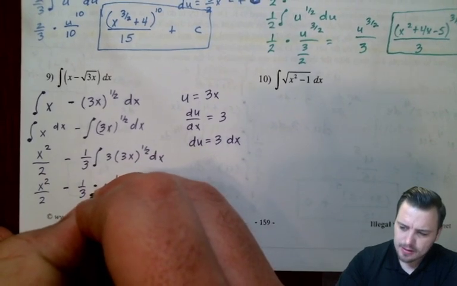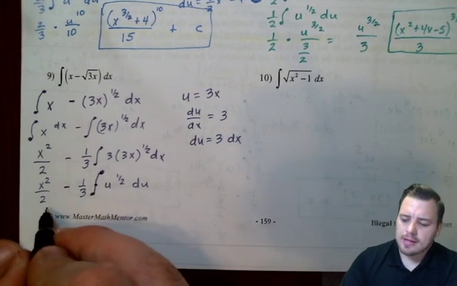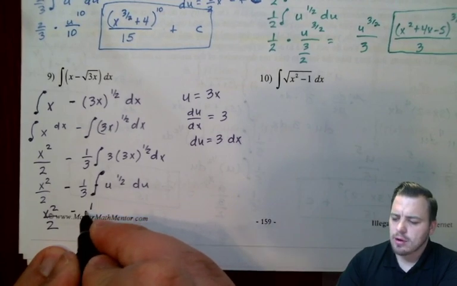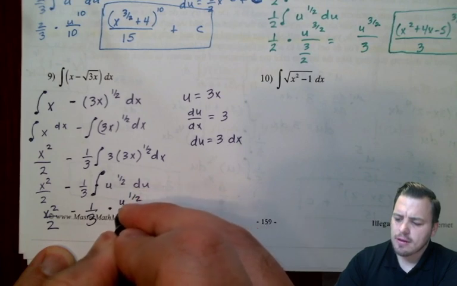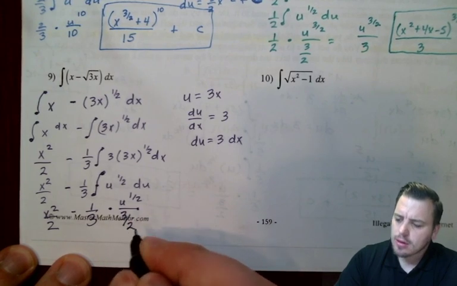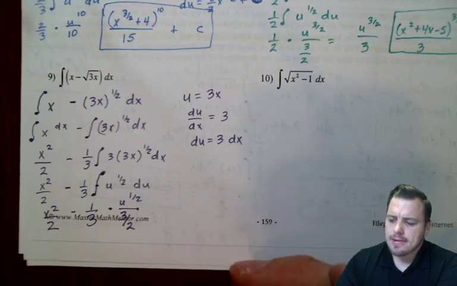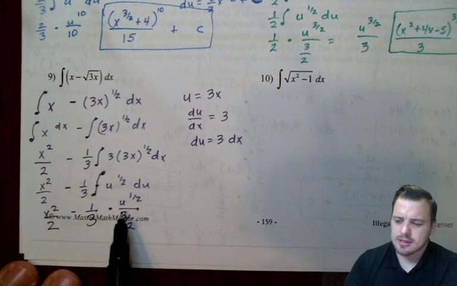Technically speaking, that's still an integral. Now we integrate: x squared over 2 minus 1/3 times u to the 1/2 over 3 over 2. So then from there, I'm not going to mess with this right here, I'm just going to keep that. I'm not worried about getting like denominators or anything like that. So let's just clean this right here up.